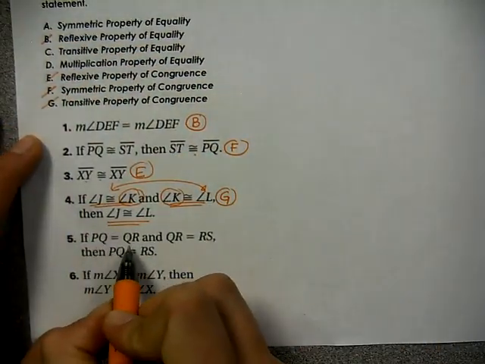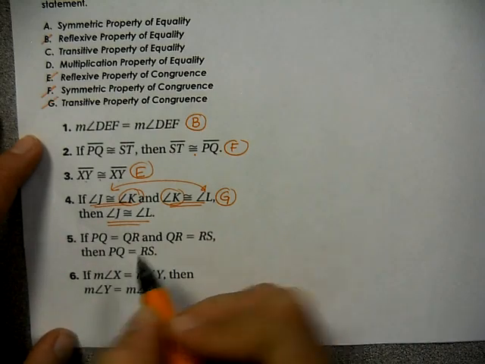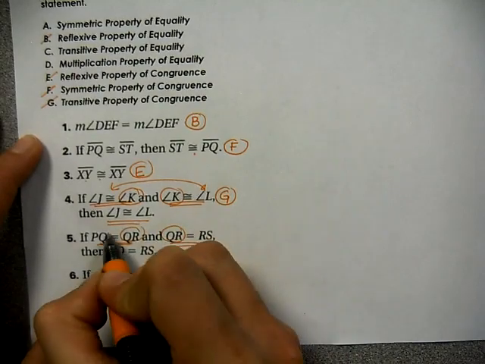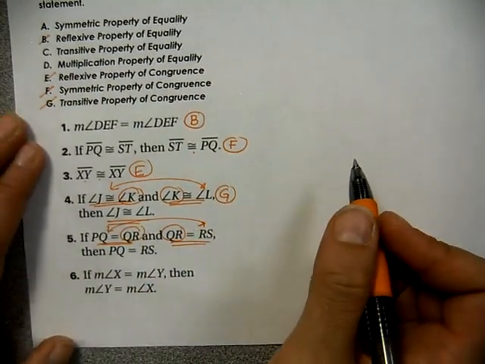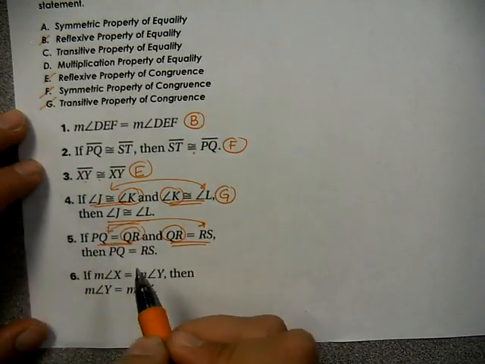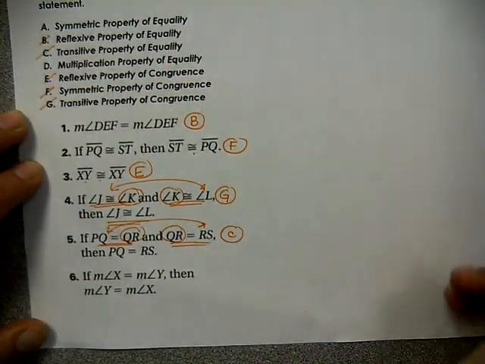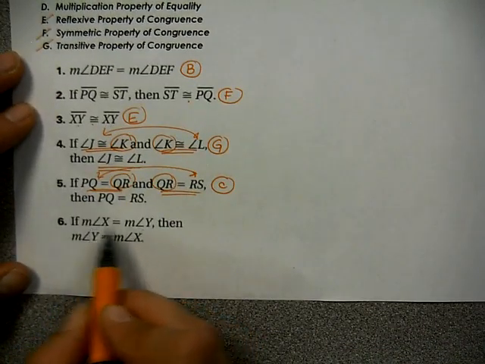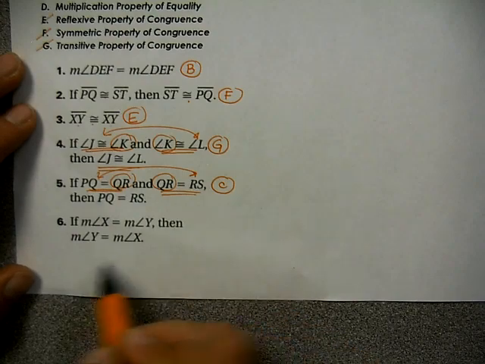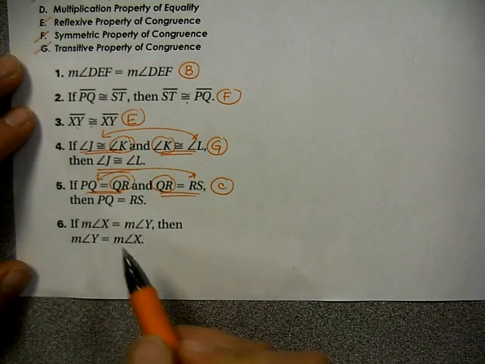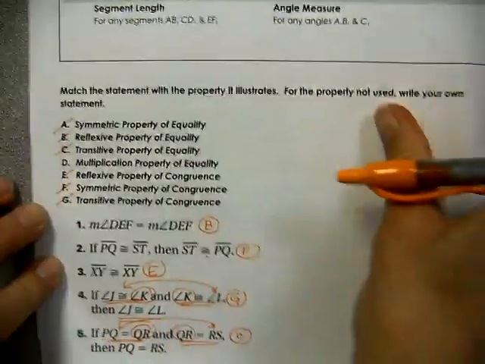Down here I have PQ is equal to QR, QR is equal to RS, so PQ is equal to RS. Again, I have two statements, and I can smush them together with that middle one as the connector to say PQ is equal to RS. So that would be another example of transitive property. This time we're talking about segment lengths and equality, so it would be transitive property of equality. That would be C. And then finally down here, we have measure of angle X is equal to measure of angle Y. I have two different angle measures that are equal to one another. I switch the sides, and so now that would be symmetric property because I'm talking about equality and measure. That would be symmetric property of equality. That would be A.